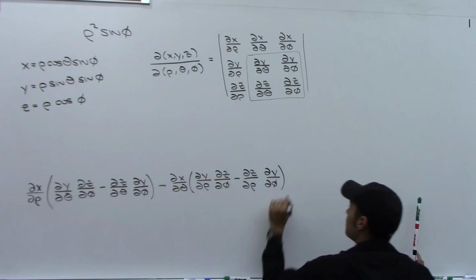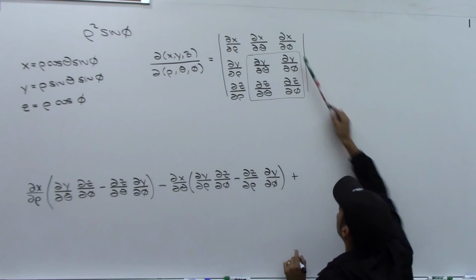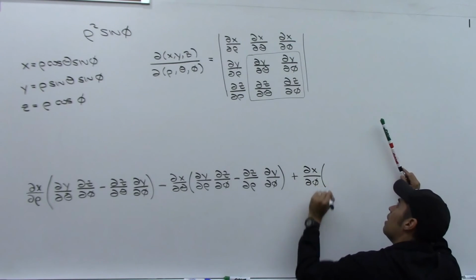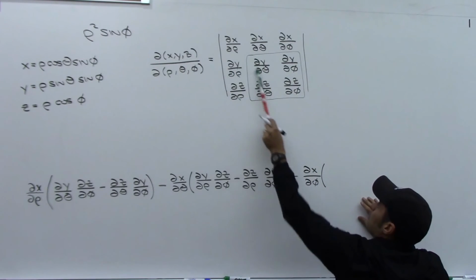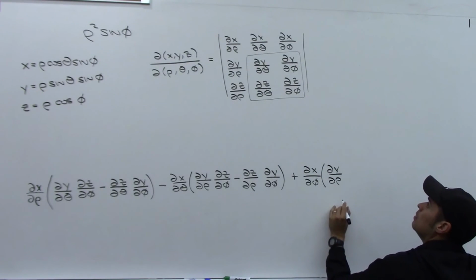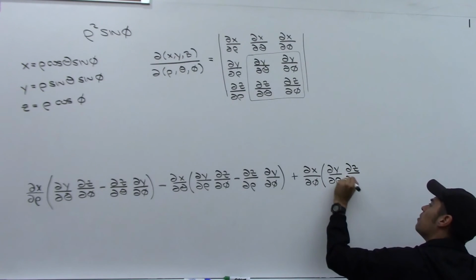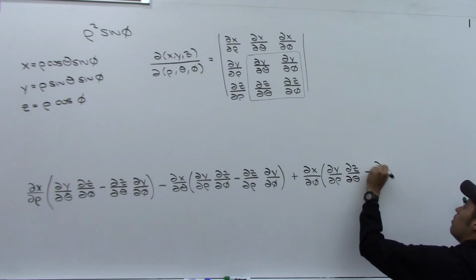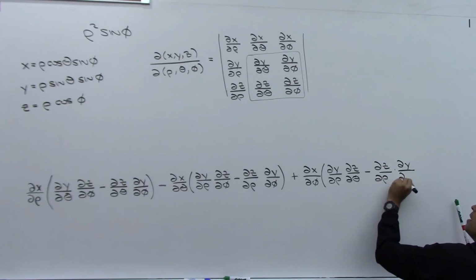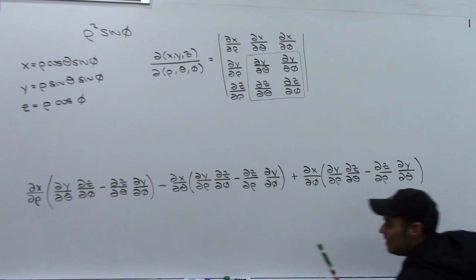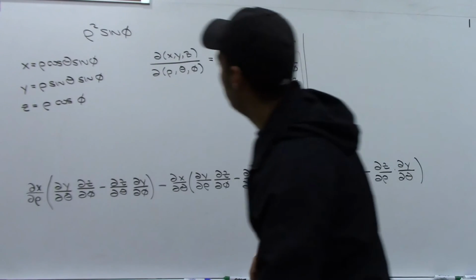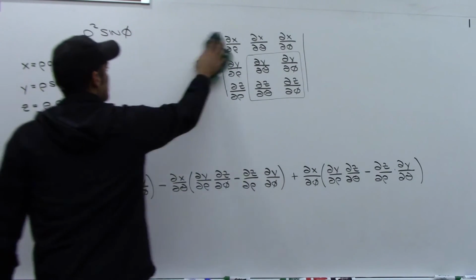Okay, plus this one right here, partial x with respect to phi times the determinant of this little 2 by 2. So partial y with respect to rho, partial z with respect to theta minus partial z with respect to rho, partial y with respect to theta. Okay, if I could just compute that, I'll have the Jacobian. So that's going to be a mess.